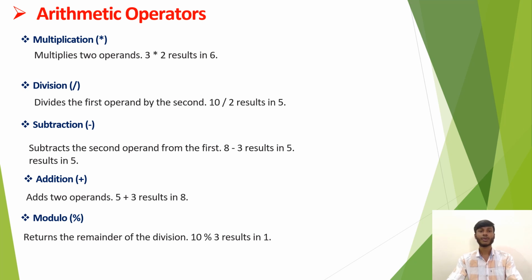Arithmetic operators. Multiplication multiplies two operands: 3 into 2 results in 6. Division divides the first operand by the second: 10 divided by 2 results in 5. Subtraction subtracts the second operand from the first: 8 minus 3 results in 5. Addition adds two operands: 5 plus 3 results in 8. Modulo returns the remainder of the division: 10 modulo 3 results in 1.